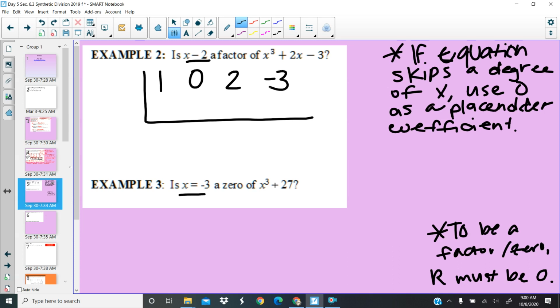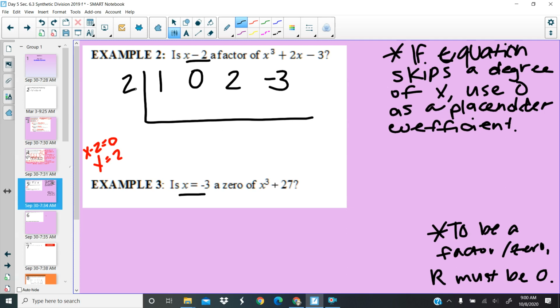So now I'm going to go through, well, first I'm going to put the number on the outside. So my factor is x minus 2. So the number that goes on the outside, if I solve for that factor by adding 2 to both sides, is just going to be a positive 2. So I need to put that on the outside.